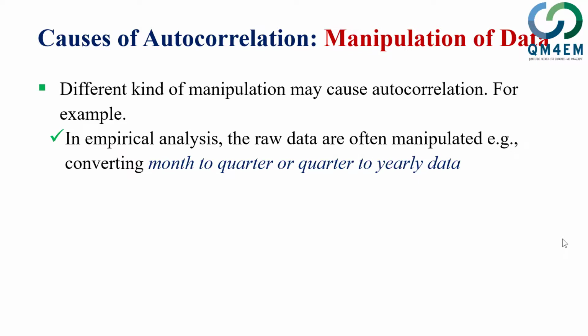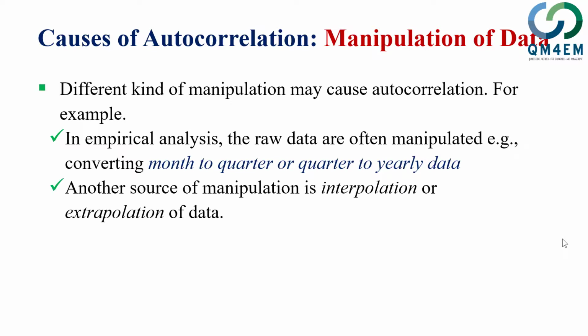Like, for example, dollar values being measured on an everyday basis. The dollar to rupee exchange rate is measured every day, but somehow you are doing some annual analysis and you require the exchange rate on an annual basis. So that would require that you take average values of every day and then average it on a year basis. This is a manipulation of your data, converting daily data to yearly data, and that may cause autocorrelation in your data.